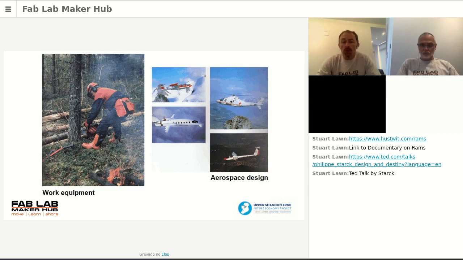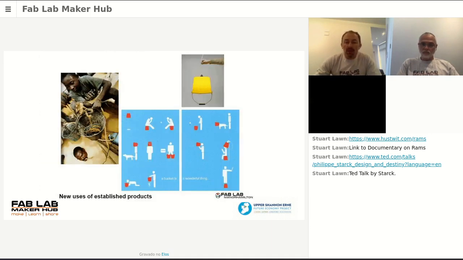You might look at work equipment, for instance. Here we have Fiskars, the Finnish brand on the left-hand side here, who are incredibly innovative in all their products. They examine how people work on a daily basis and try to improve very minute aspects of that.